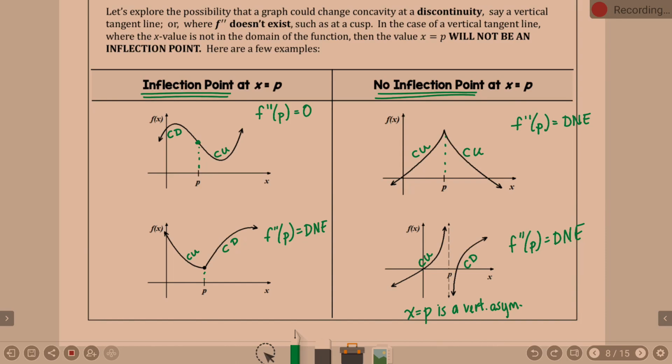Are we okay with those graphs? Those are supposed to be pretty basic. Are they pretty basic to you guys? Or is that just in my mind?